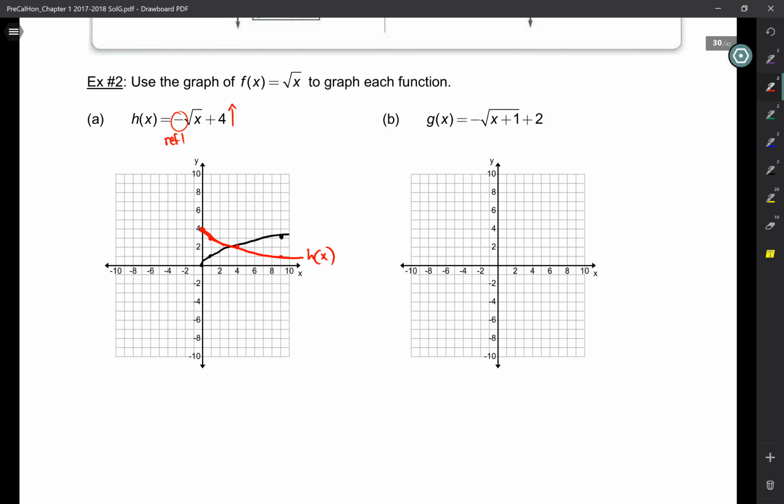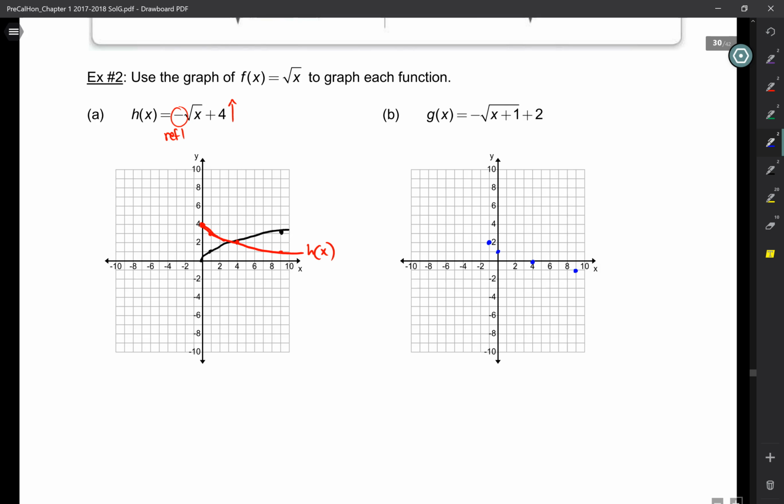What about the next one? Where does it go? Starts at where? -1 and up 2, right? Here. We're done with A. So the next one, we're going to go over 1, down 1. Over 4, down 2. And then over 9, down 3.